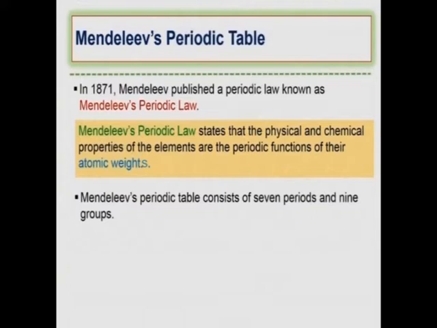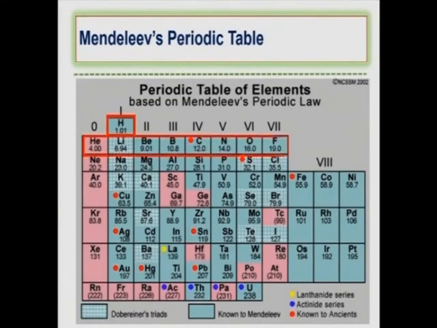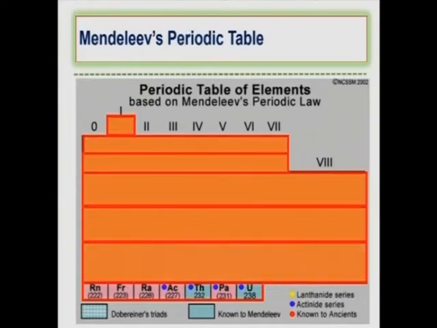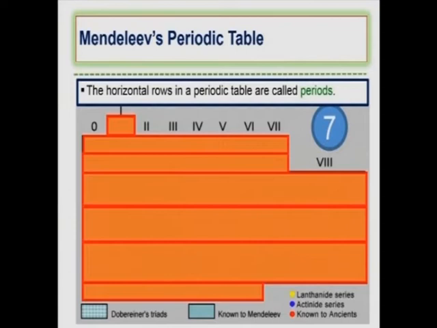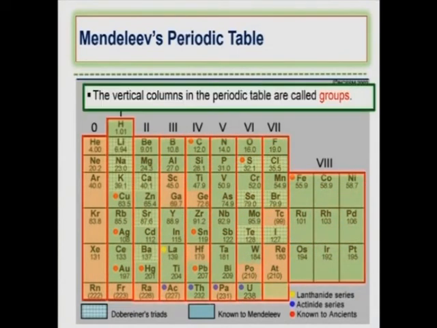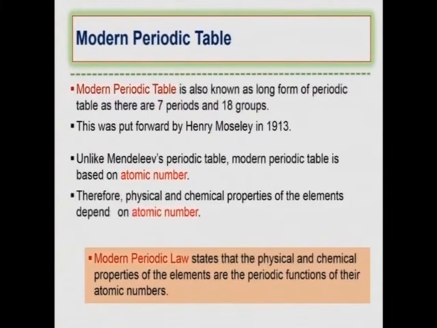The Mendeleev periodic table consists of 7 periods and 9 groups. You can see this. It consists of 7 periods. The horizontal rows in a periodic table are called periods, and the vertical columns in a periodic table are called groups.